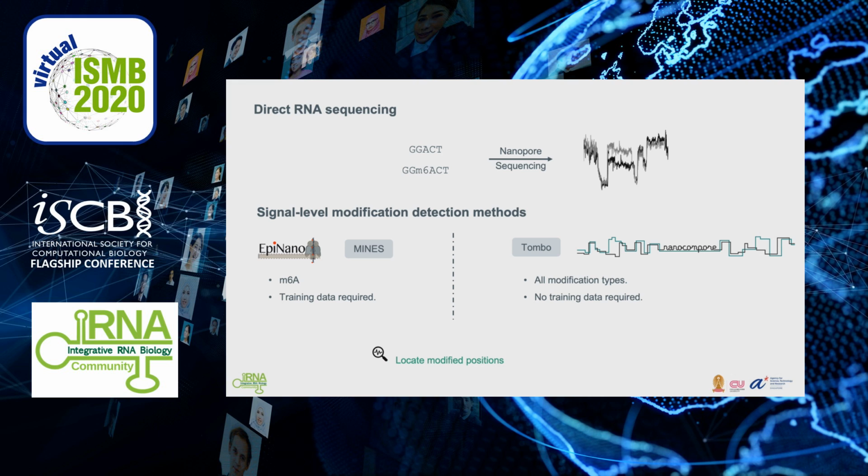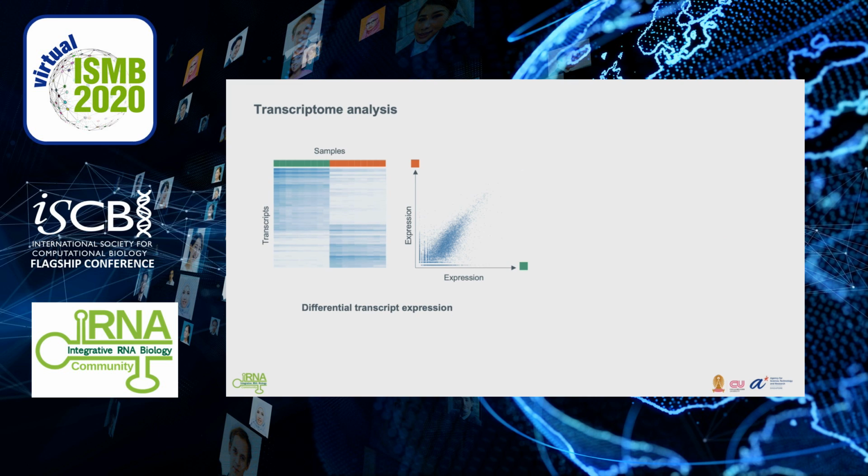Despite the detection of modified positions, none of them explicitly estimate the modification rate or how many reads are modified, which is very important in the downstream analysis. Imagine when we perform a transcriptome analysis. The common task is to find which transcripts are differentially expressed between samples, right? To do that, we need to come up with a method to estimate transcript expression quantitatively.